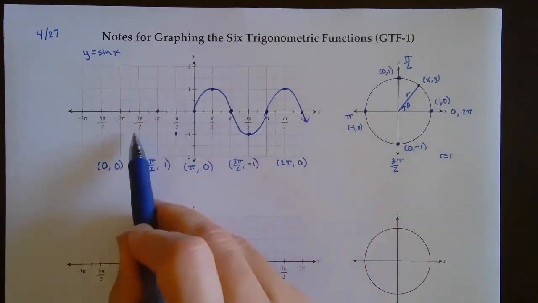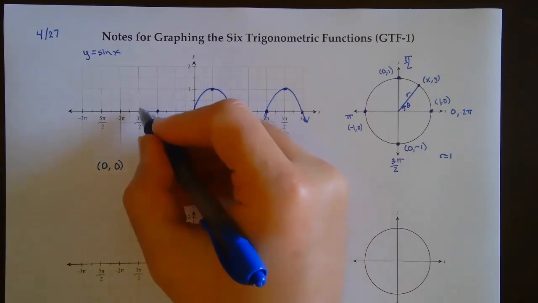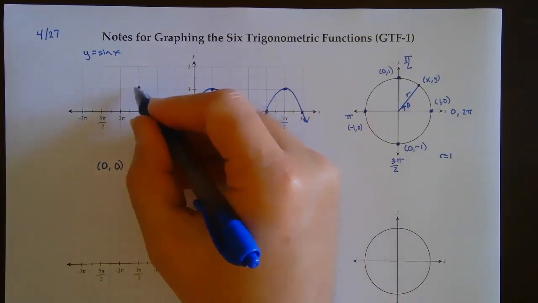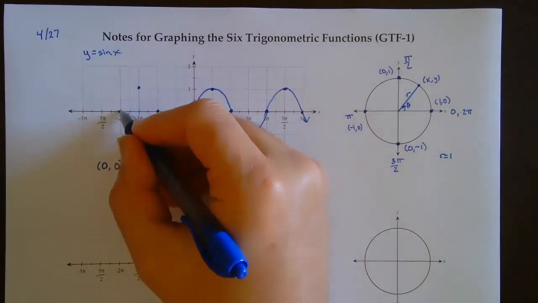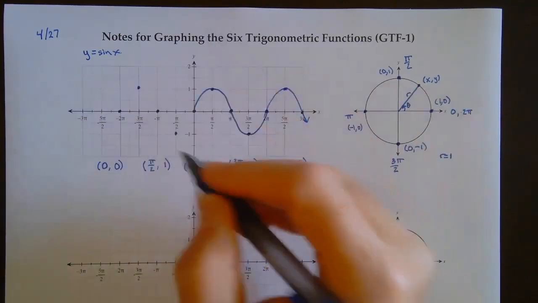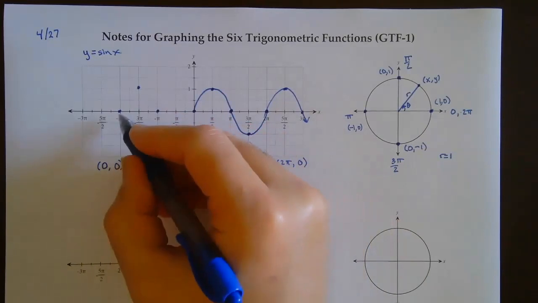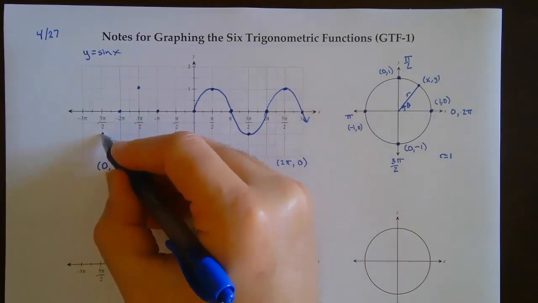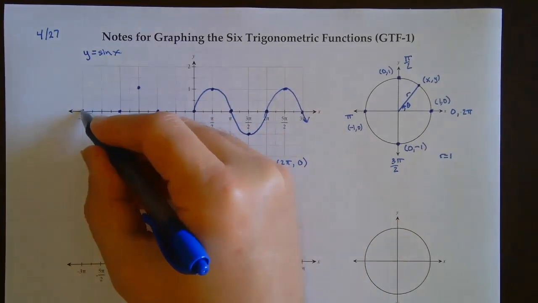What's going to happen at negative 3 pi over 2? That's going to put me at 1. How about at negative 2 pi? It's going to put me at 0, right? It's just repeatedly going over and doing the same thing over and over again. So then over here, it's going to be at negative 1. And then at negative 3 pi, it's going to be at 0.